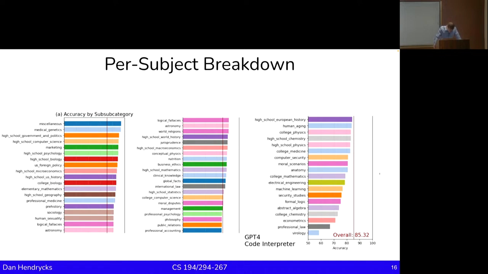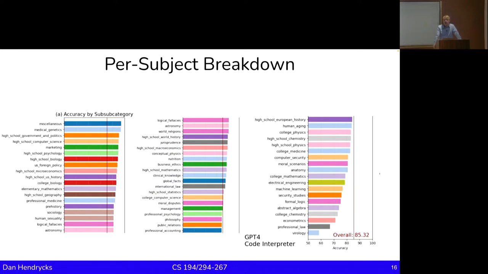There are other subjects such as, what's one I'd like to draw attention to? I guess we could look toward the end. There's professional law. It's the second to the last. Virology is worst, but that's not because virology is difficult. That's an artifact of somebody inside of OpenAI making it just pretend that it can't answer those specific questions. You can ask it other virology questions, and then it can answer them quite well.